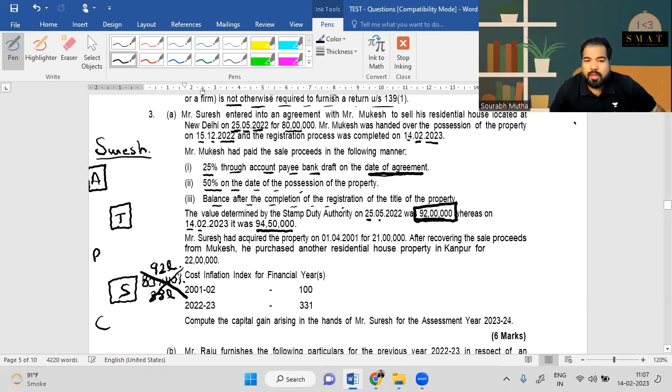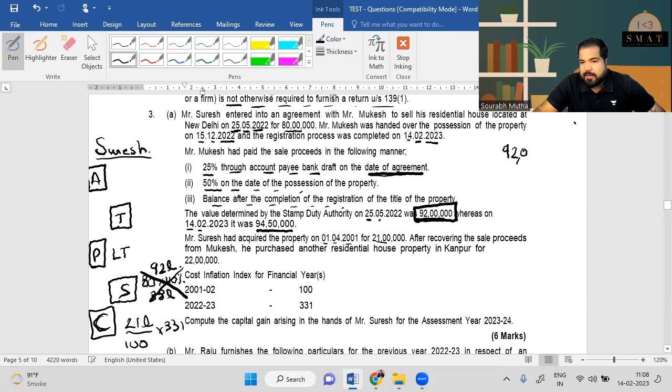Three things done. Mr. Suresh had acquired the property on 1st April 2001, many years back. So the period of holding is long term, and the cost will have to be indexed. It was bought for 21 lakhs. After receiving the sale proceeds, he purchased another. So this has to be indexed, divide by 100 into 331. So you will have to do 92 lakhs.